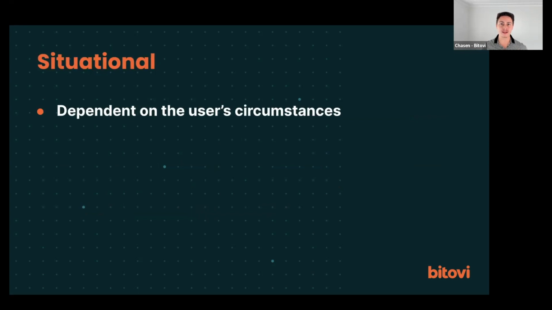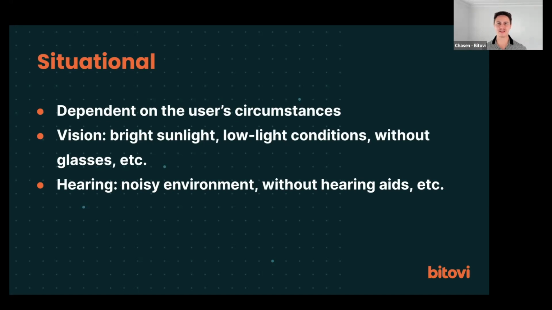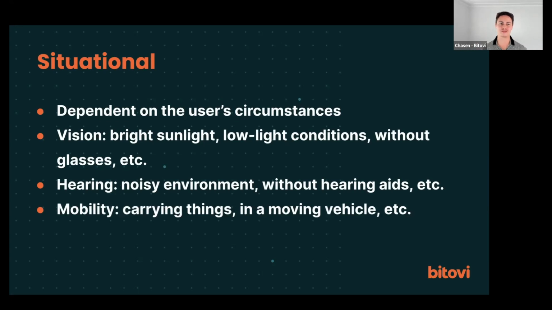Same outcomes as the permanent disabilities, but they're dependent on some circumstances. So for vision, that can be like, hey, if you're in bright sunlight, you're not going to be able to see your screen as well. Or if you're in low light conditions, you're probably going to want to have the screen brightness be real low or want lower contrast. Or you have glasses, but you don't have them at that moment. Hearing, noisy environment, right? Situational. We can all be in a noisy environment, right? Or if you have hearing aids, if you're without them.